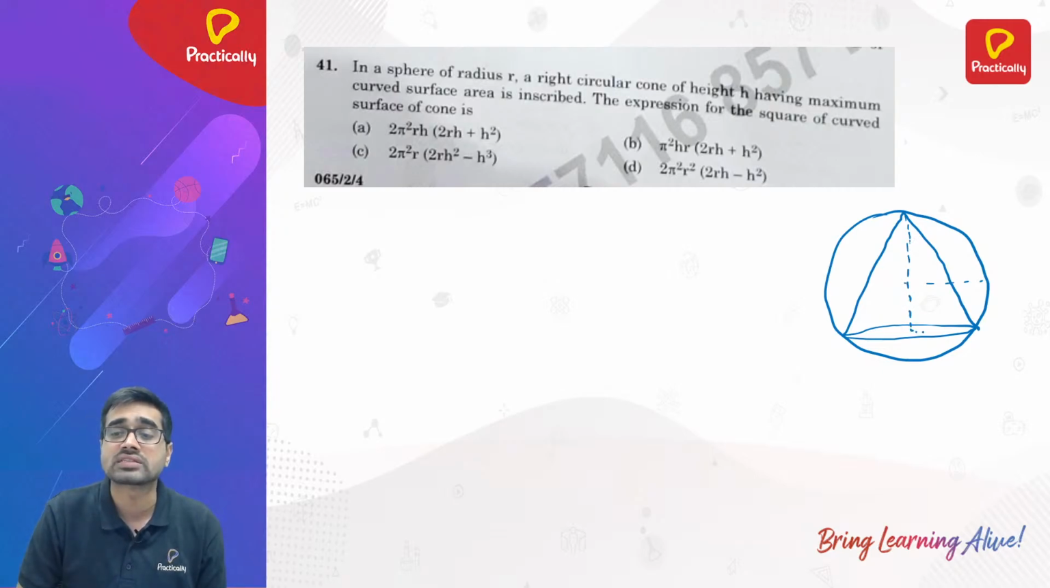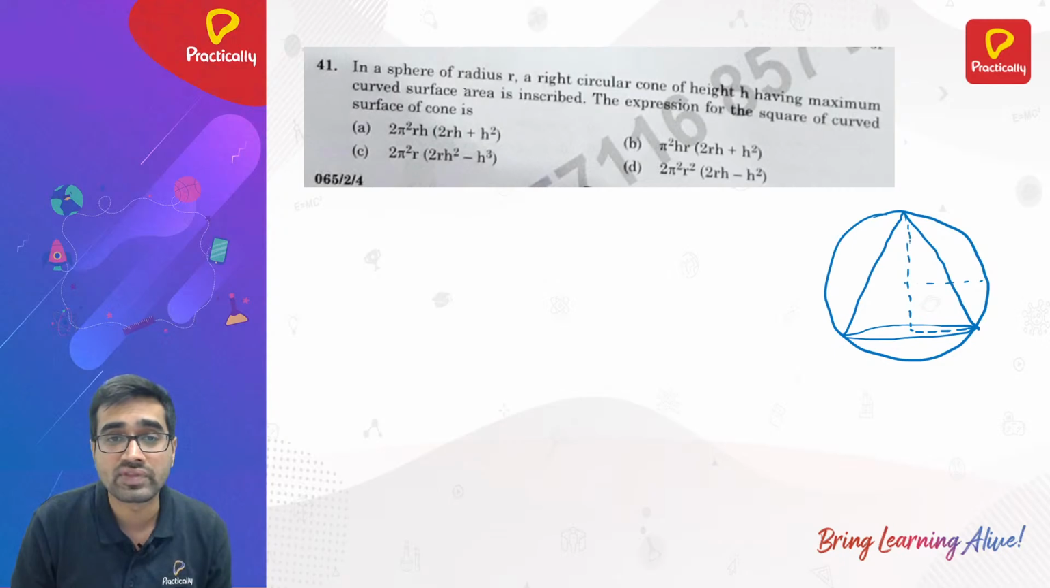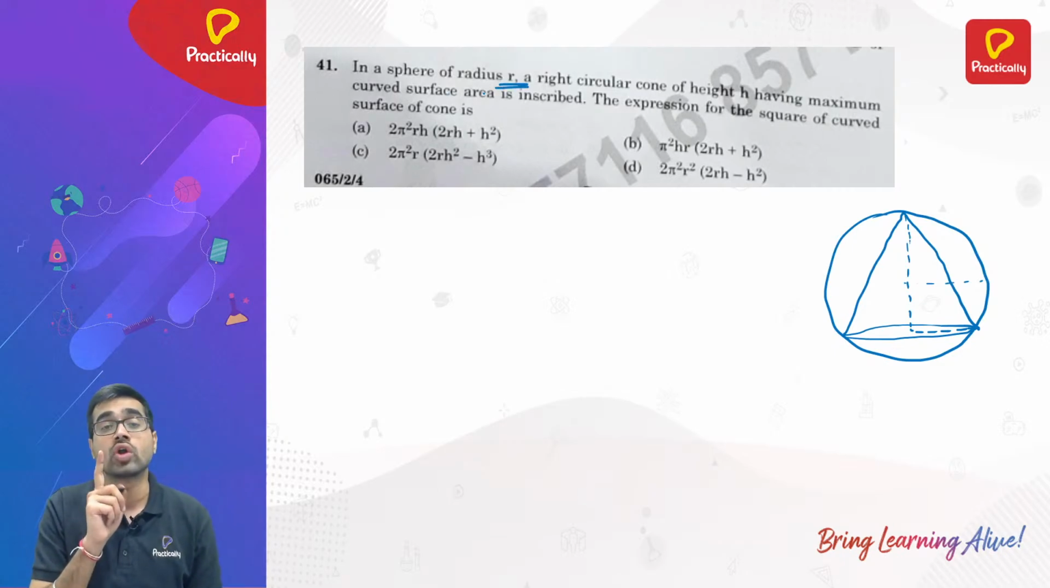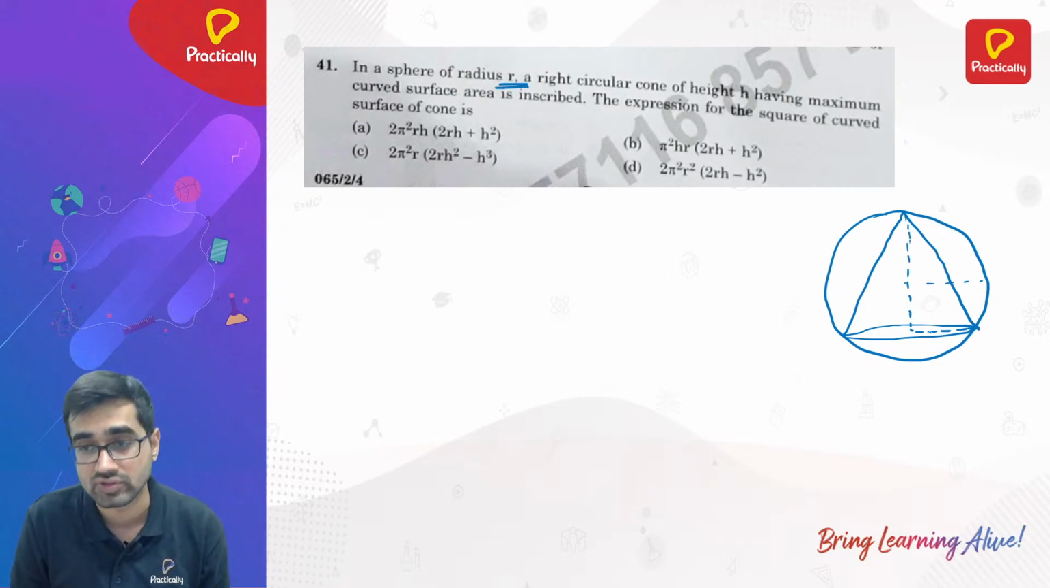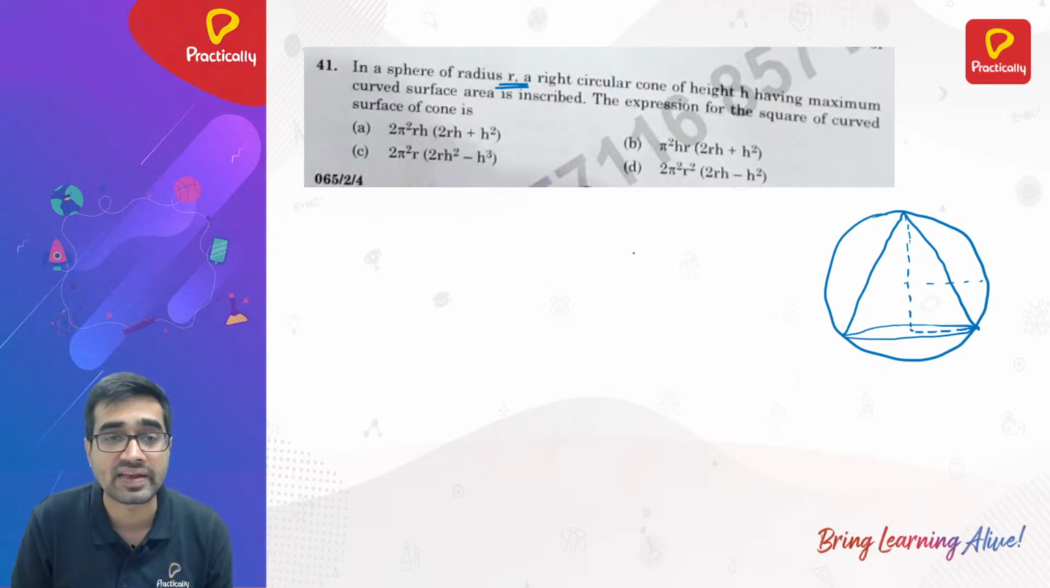It is saying it has maximum area. First of all, the radius r is not of the cone. Don't misinterpret it. It's the radius of the sphere. So this is not the radius r. Let us take another radius r dash.